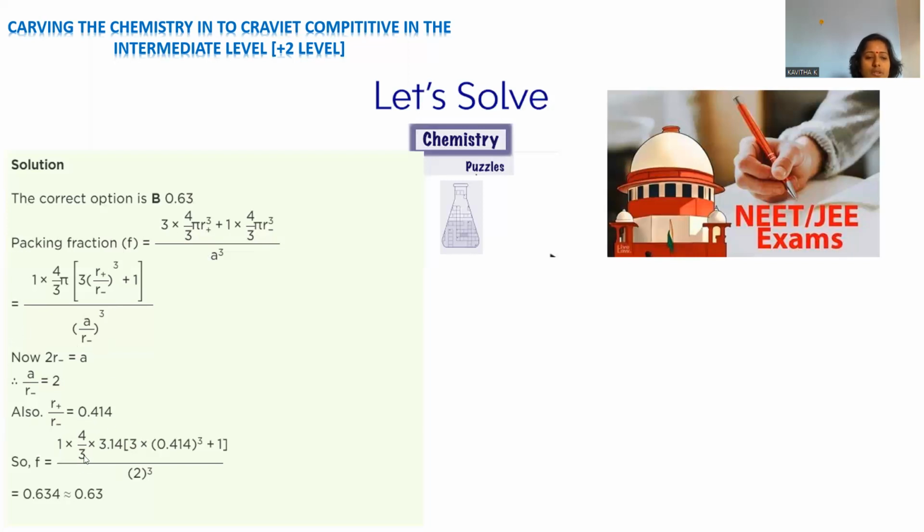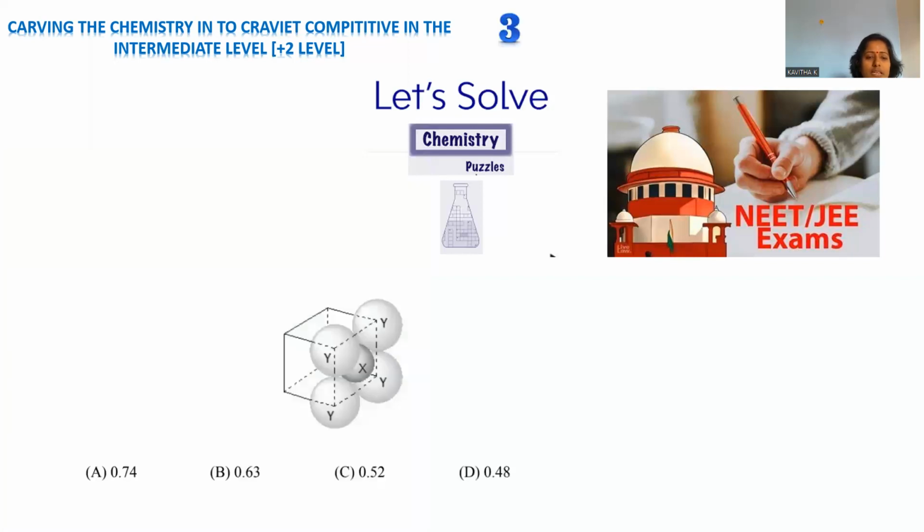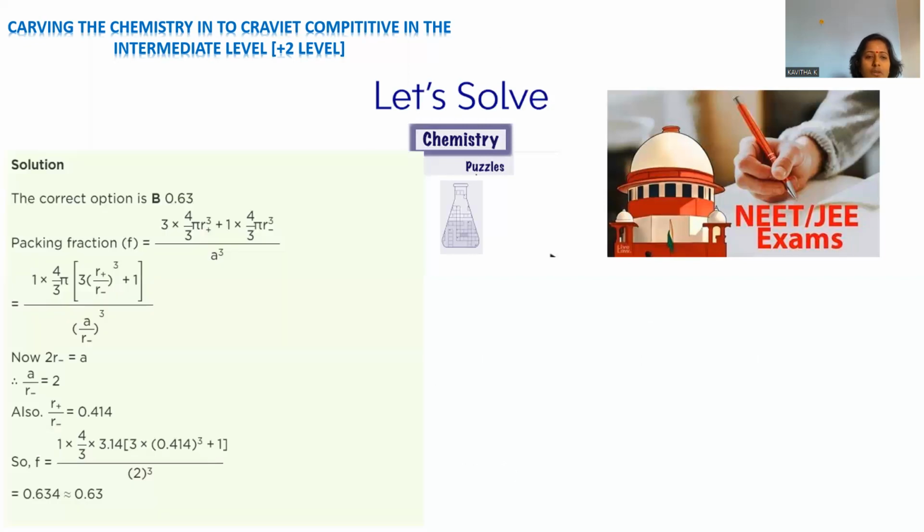If you know these two terms, it is obvious to calculate the packing fraction of a given closed packing system, right? So option number B is the correct answer for question number 3. Let's go with question number 4.